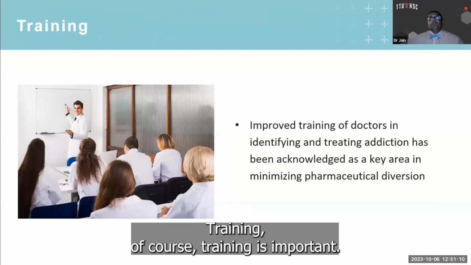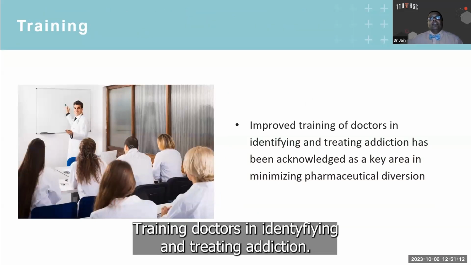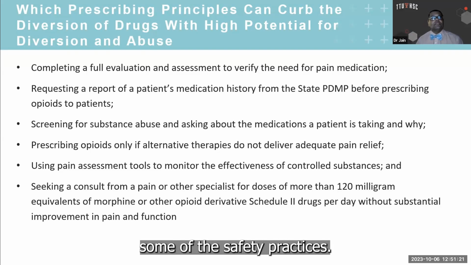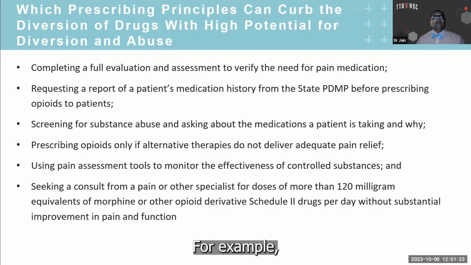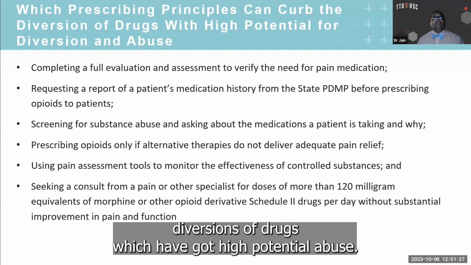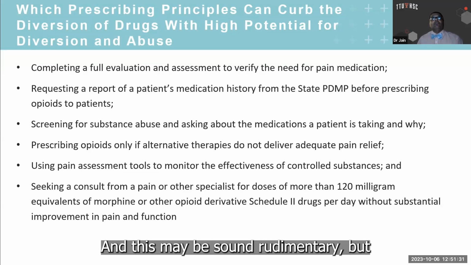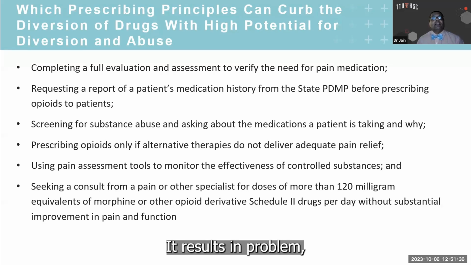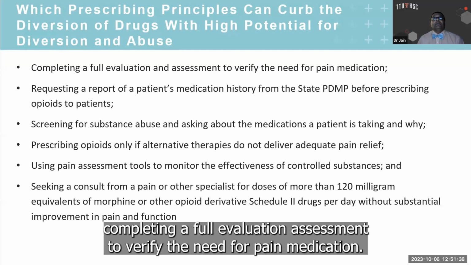Moving on, training is important: training doctors in identifying and treating addiction. I do want to move on to some safety practices. For example, what are the prescribing principles that can curb diversion of drugs which have high potential for abuse? This may sound rudimentary, but you'll be amazed how many times deviating from it results in problems. For example, completing a full evaluation to verify the need for pain medication.